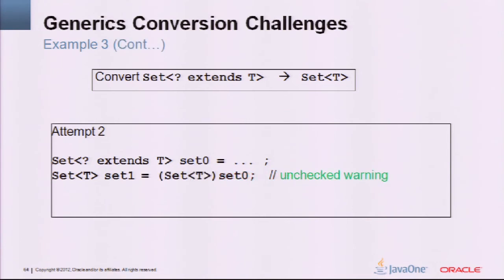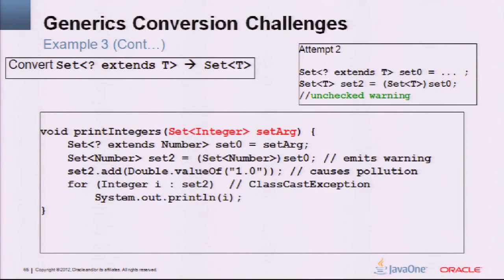The next instinct would be to cast it. So you have Set of ? extends T, set0, and you cast it to Set of T and assign it to a Set of T. This is going to give you an unchecked warning. And now we're going to see why we get that unchecked warning. So just to recap, what are we trying to do here? We are trying to convert a Set of ? extends T to a Set of T. And how are we trying to do it? We are trying to cast it to Set of T. Now, what's the problem here?